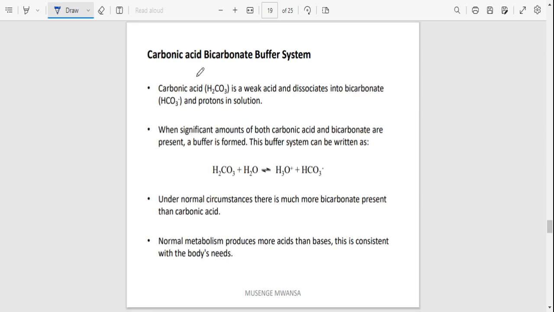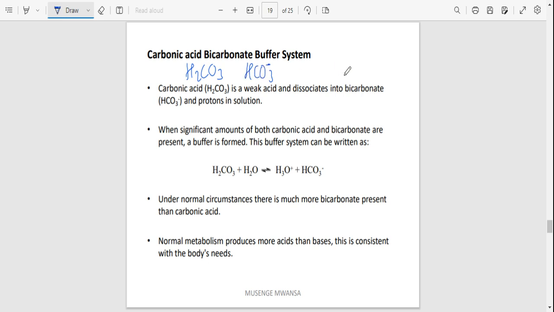Starting with the carbonic acid bicarbonate buffer system, we have carbonic acid, which is H2CO3, and bicarbonate, which is the conjugate base of this acid. We are going to remove one hydrogen, and we are going to have HCO3 minus. So this is the bicarbonate or hydrogen carbonate.